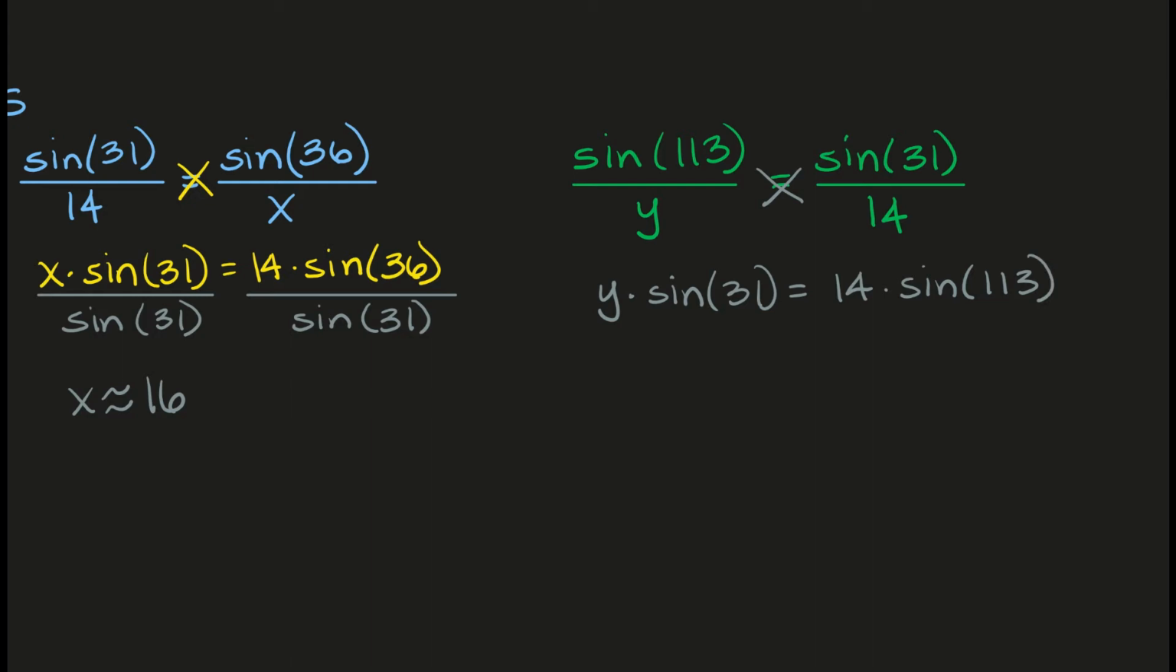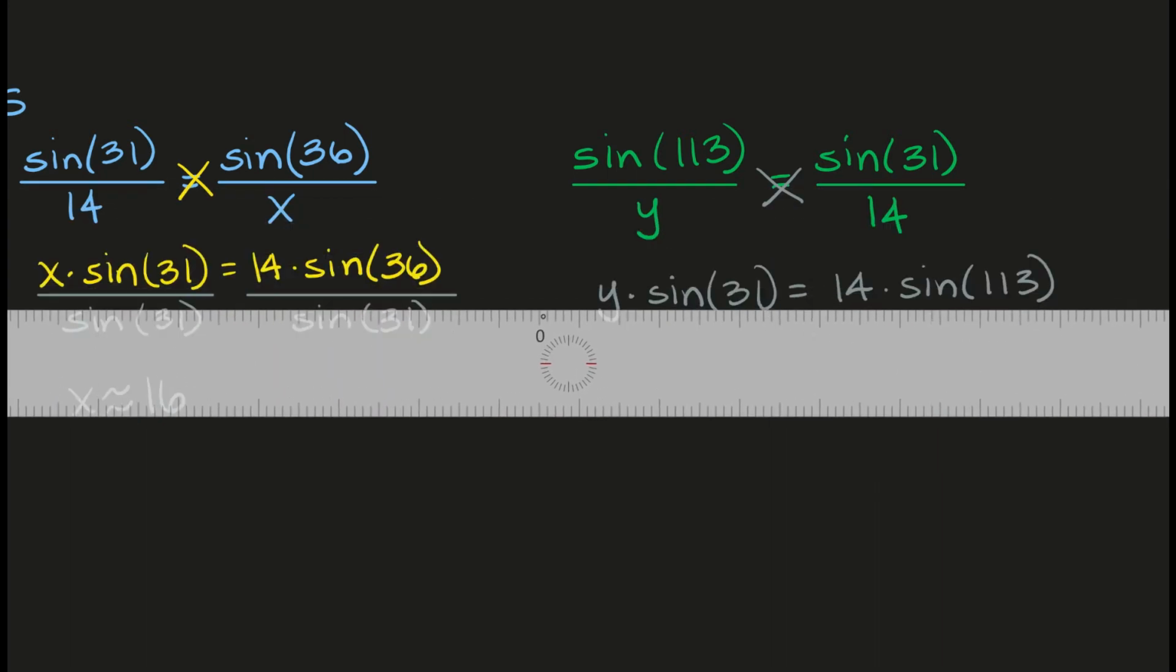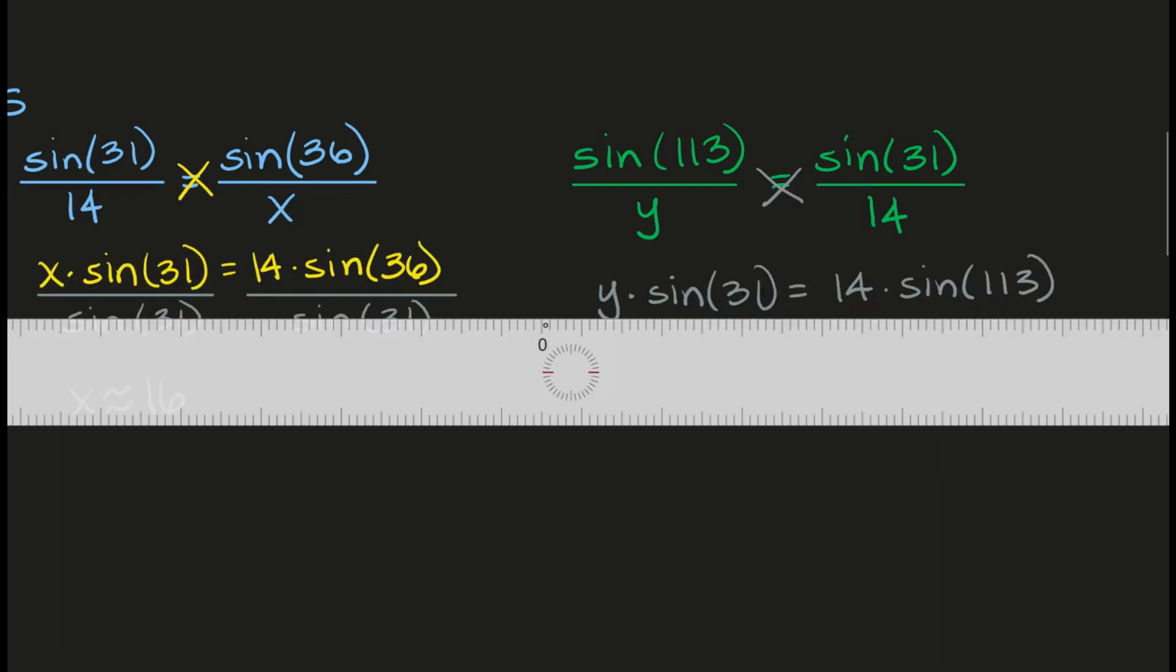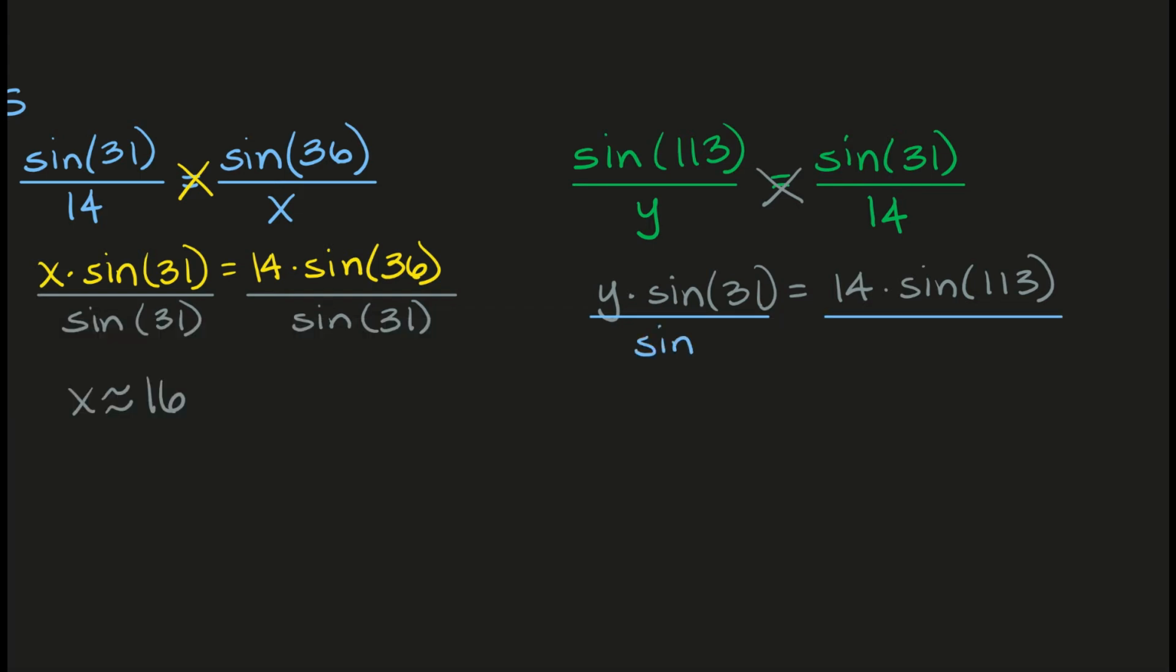We want y by itself. So we're multiplying by sine 31. In order to isolate, we have to do the opposite of the operation that's being performed. So we will divide by sine 31. So we have y is going to approximately equal 14 times sine 113 divided by sine 31. Now, normally you would just say equal because it does equal this exact value. But here, since we are going to round, we're just going to say approximate.